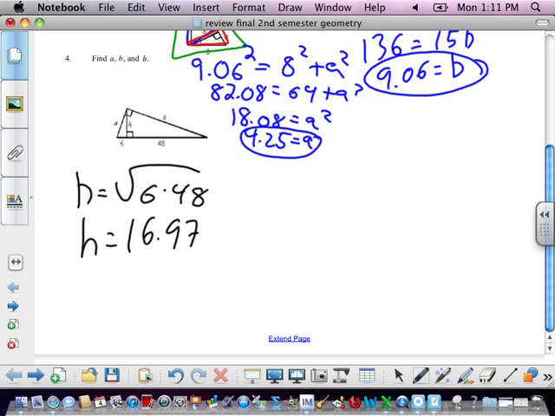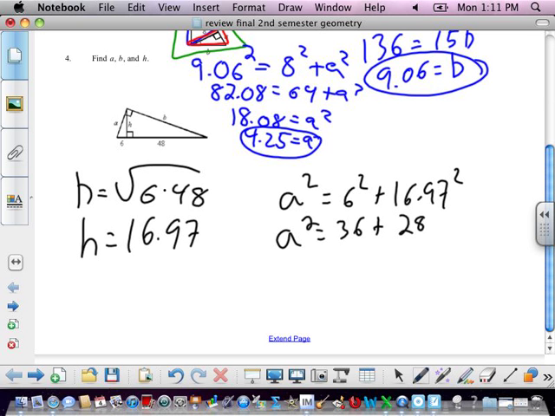Okay, so once you have that, it's going to be really easy to find the other ones because it's just Pythagorean theorem. So if we wanted to find a, we'd say a squared equals 6 squared plus 16.97 squared. So we get a squared equals 36 plus 287.98. We add that to 36, and then we take the square root. And we get 17.9.